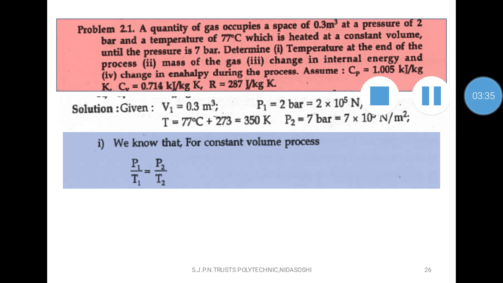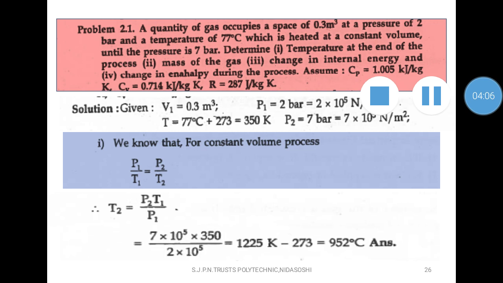In the problem, the first question is to determine the temperature at the end of the process, that is T2. So by using the relation P1 by T1 equals P2 by T2, we can find T2. Solving this expression for T2, we take T1 to this side, it becomes P2 into T1, and P1 becomes the divisor. So the final expression is T2 is equal to P2 into T1 divided by P1.